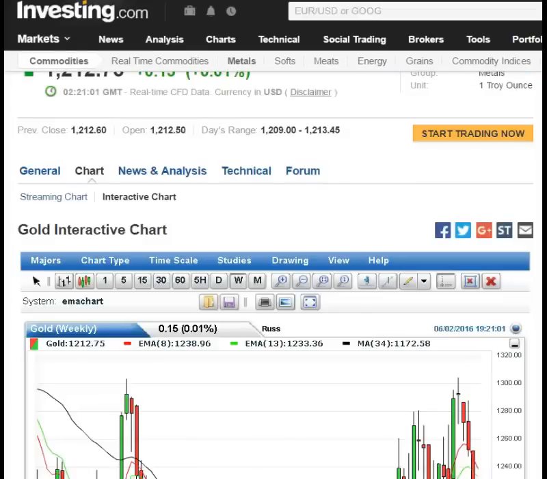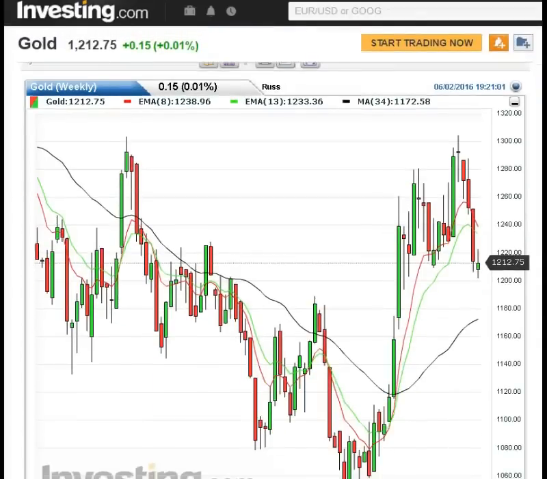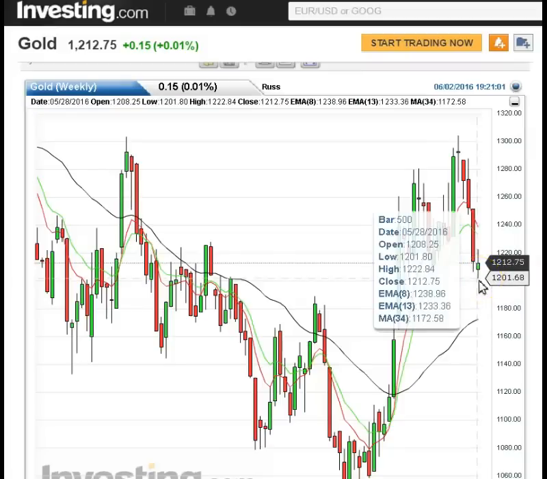Gold. Still much of nothing, but it's not doing that piercing bullish pattern anymore. So, could be watch out below. We're still at 1200 as a support.